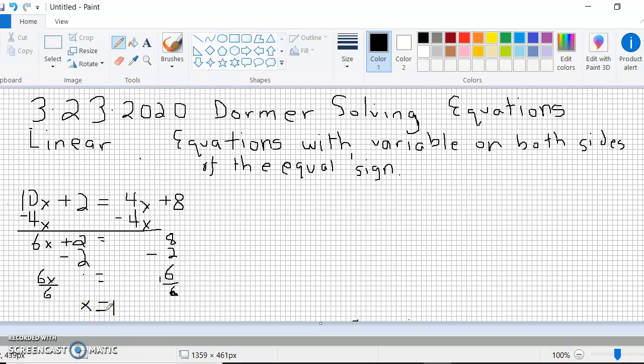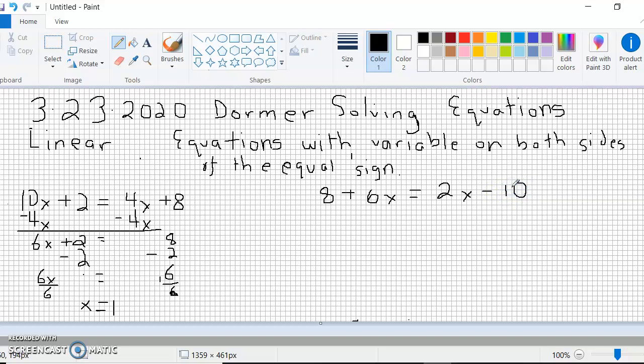Let's do one more. All right, so I'm going to switch this around. So let's say I had 8 plus 6x. Doesn't make a difference where the x is. We can still solve the problem. Equals 2x minus 10.